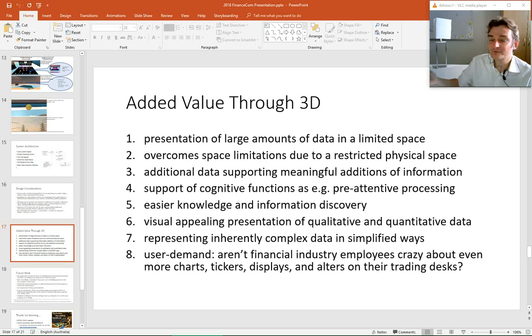So while we are exploring something, our eyes are all the time saccading through to find something new that we need to explore, and 3D environments support this pre-attentive processing tremendously. It also allows us easier information and knowledge discovery, and it's simply a more visually appealing presentation, especially when we look for qualitative and quantitative data, and especially if it's targeted towards the general public rather than only people in the financial industries. And we can really present very complex data in a very simplified way.